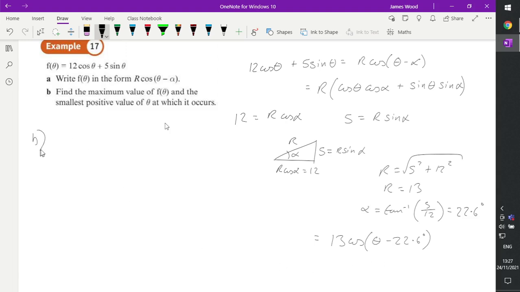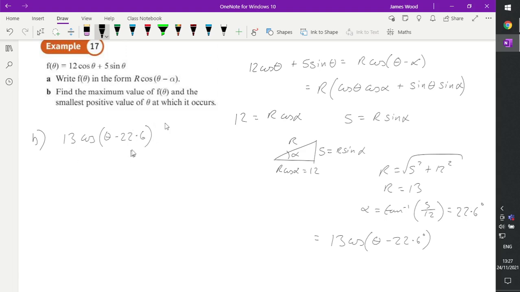Now part B, find the maximum value of this function and the smallest positive value of theta at which it occurs. So this is the function that we've now got. And it's much easier to tell where the maximum is going to be from this function compared to the one above. Because 12 cos theta plus 5 sine theta, you know the maximum is not going to be 12 or 5. It could be a bit bigger than that, but how much bigger? It's difficult to tell just from looking at that equation.